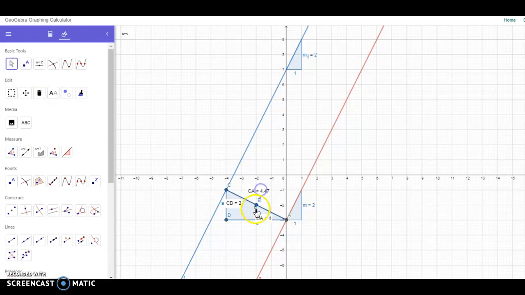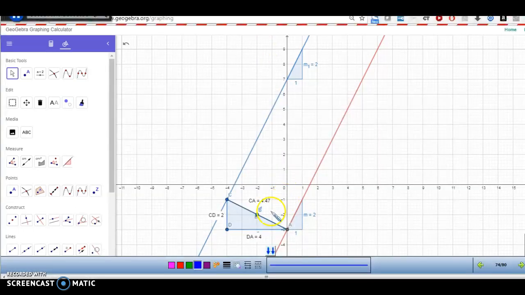So again, there's our distance, 4.47. There's that distance, that is 2. And that distance, that is 4. All right, so let's go ahead and find that exact distance using the Pythagorean theorem. Of course, you recall that the Pythagorean theorem says a squared, one of the legs squared, plus the other leg squared is equal to the hypotenuse squared. We're going to go ahead and use this side as A, this side as B, and of course you always must make your hypotenuse C.